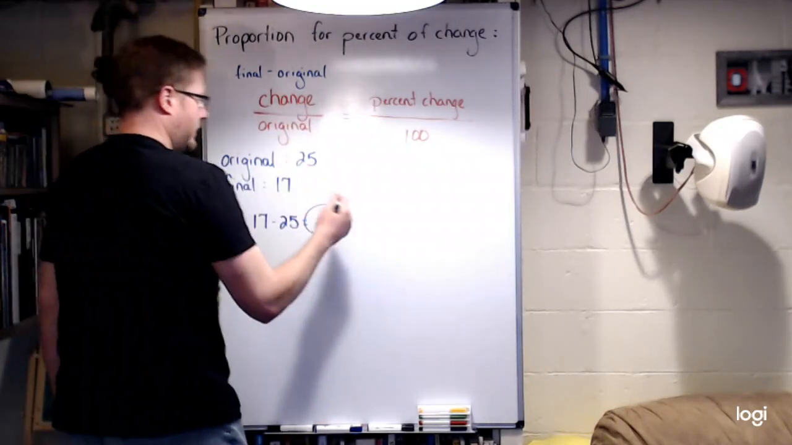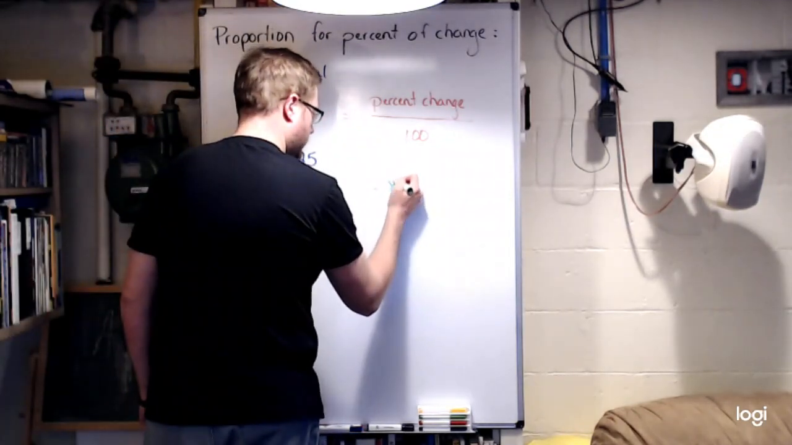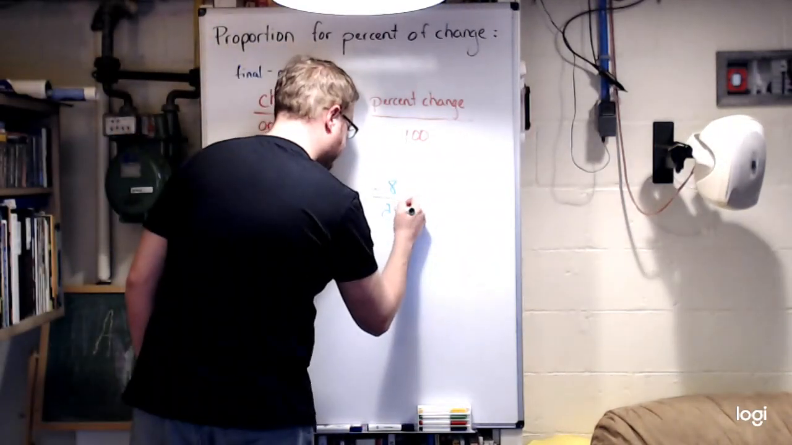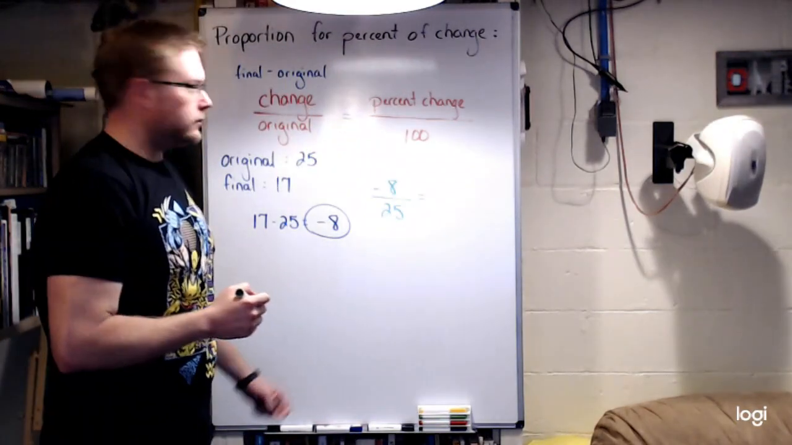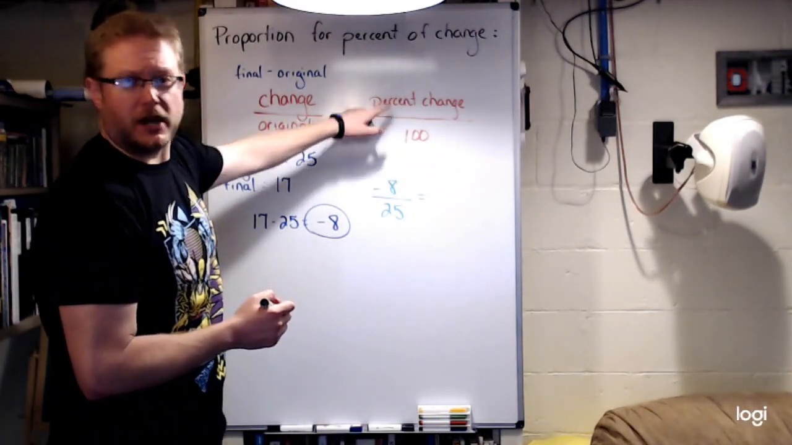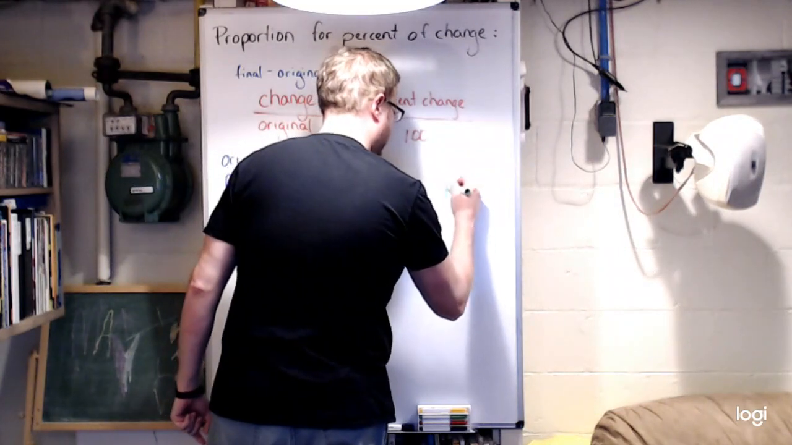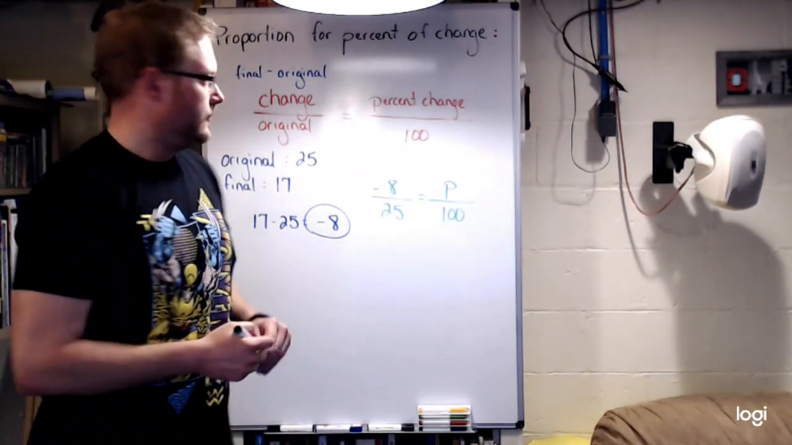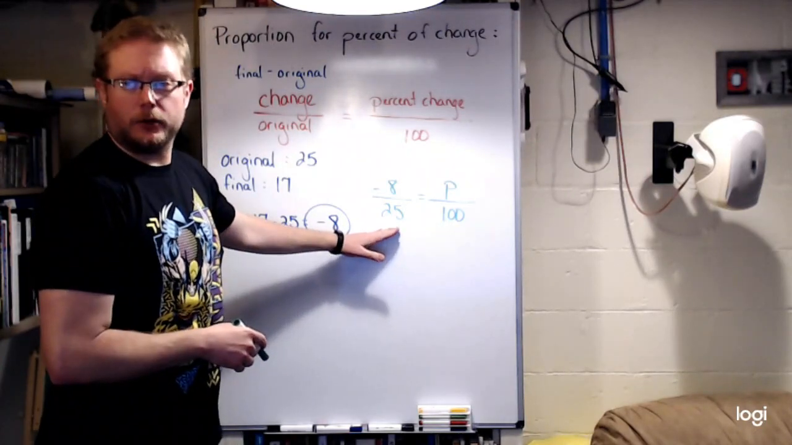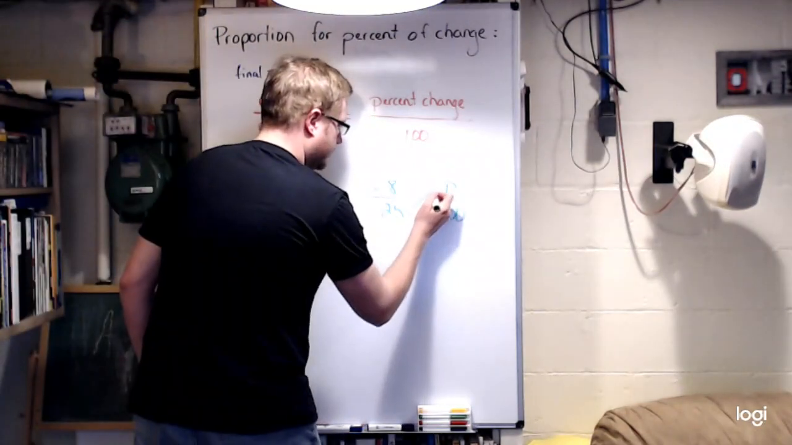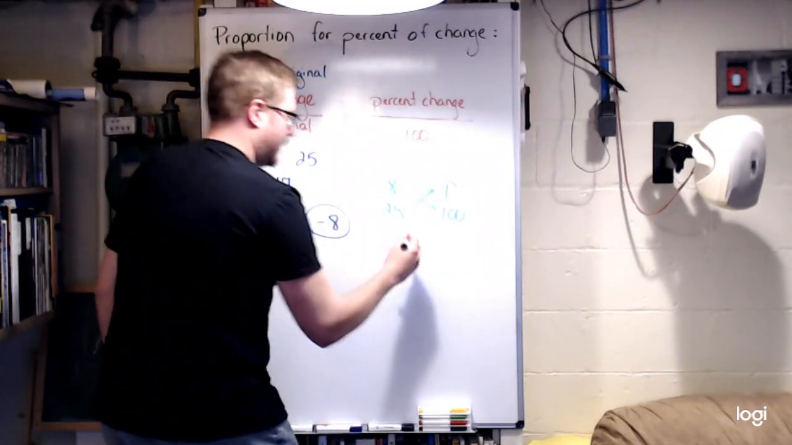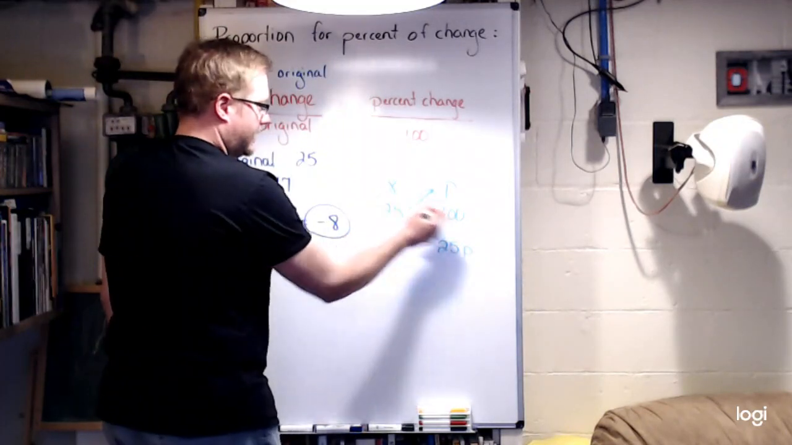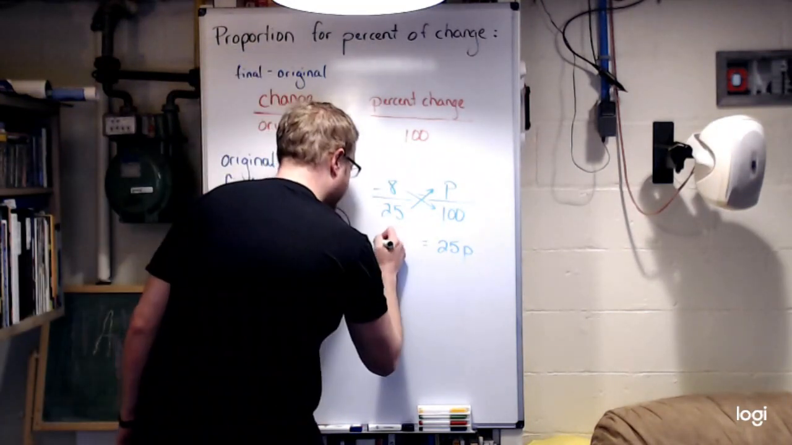So, take my change, negative 8, over my original, which was 25 in this case, equals percent of change, which I don't know. My percent of change is P over 100, okay? Just like we did previously, we're going to cross multiply and divide. So cross multiply. 25 times P is 25P. Negative 8 times 100 is negative 800.